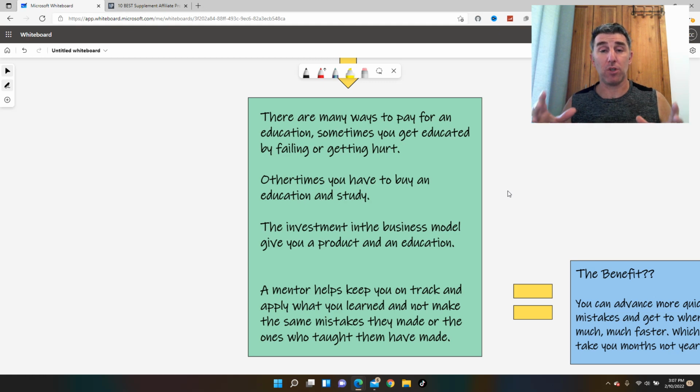Now, there are many ways to pay for education. We've all grown up, and at my age, I'm 42, I've learned a lot. And some of the ways I was educated were not the easiest. Hurting myself, hurting somebody else, wrecking my car, going to school, doing a regular education like college education. We're educated in all aspects of our life in all different ways.